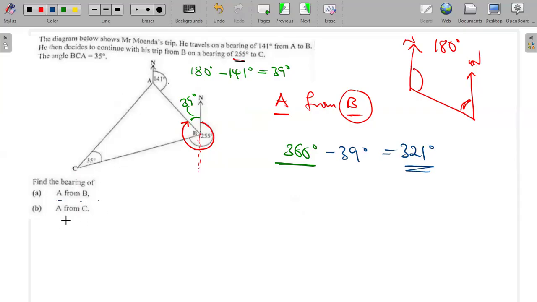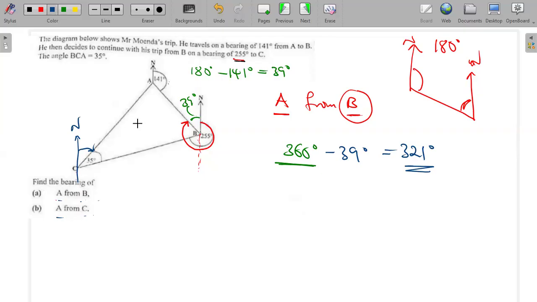Okay. Now let us do the next one. The next one is find the bearing of A from C. So A from C. So at C we have to draw our north there. That's our north at C. So we move from the north of C until we touch the line A. So we move here up to there like that. So we've touched this line here, which is the part of A. So just like that.